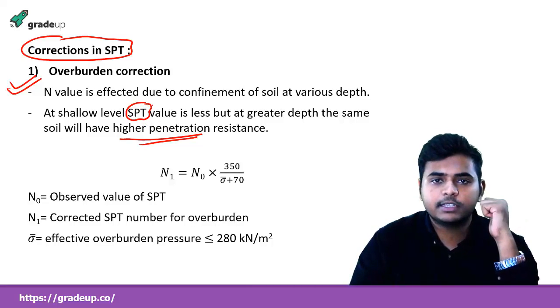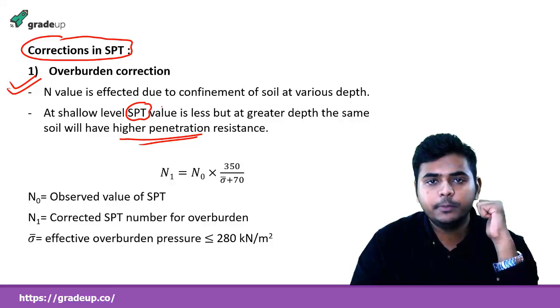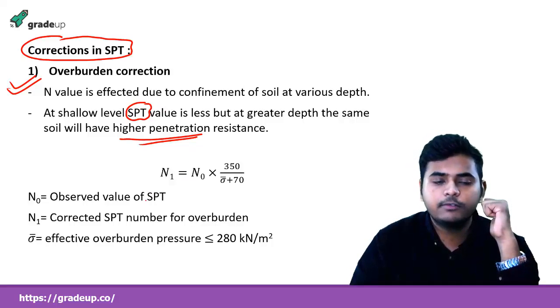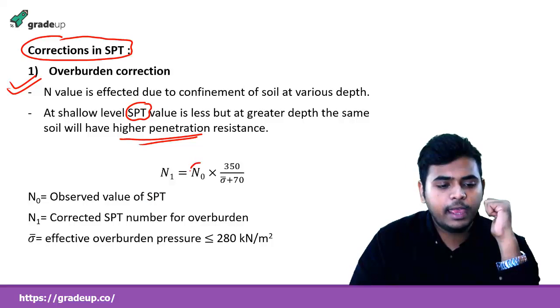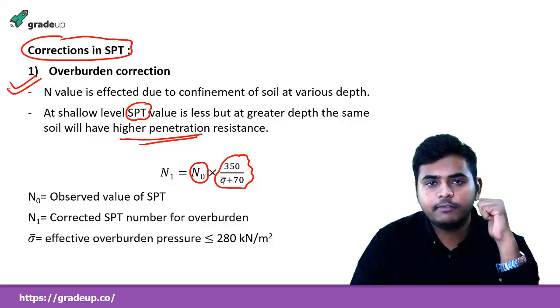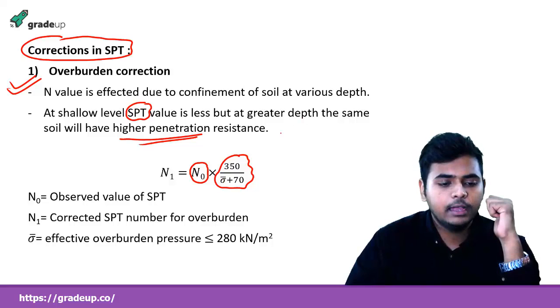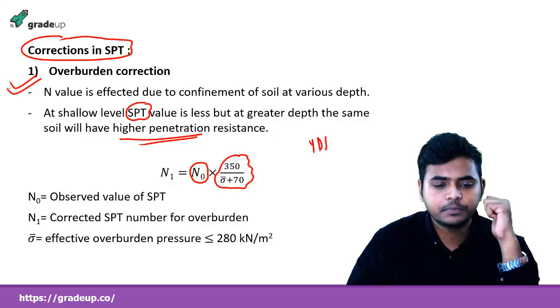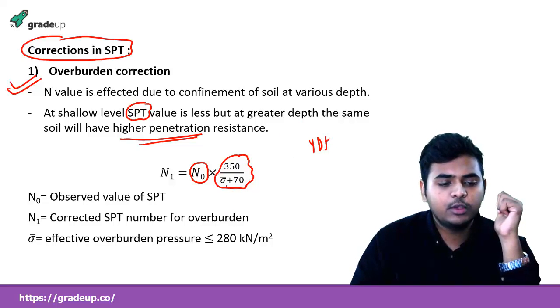So we have to make some correction on this N value that we have obtained. That's the observed value of SPT, denoted by N0, and the correction is N1 is equal to N0 into 350 by sigma bar plus 70. Now this sigma bar is the overburden effective stress, that is gamma d f, and this value has to be less than 280 kilonewton per meter square.